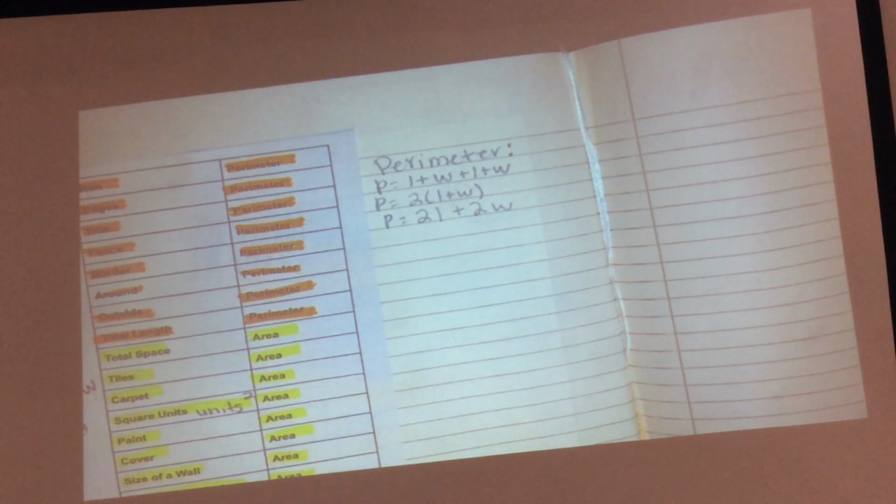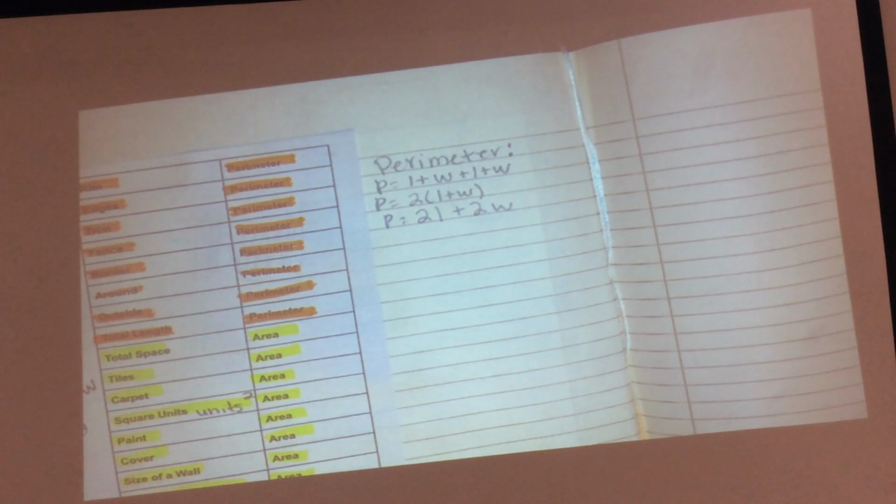What about a shape that has 3 sides? How many sides would you add up? 3. 1 length plus 2 widths. How many sides would I add up, Jordan? 3. Okay, so in this unit, later on, after spring break, we're going to talk about polygons.